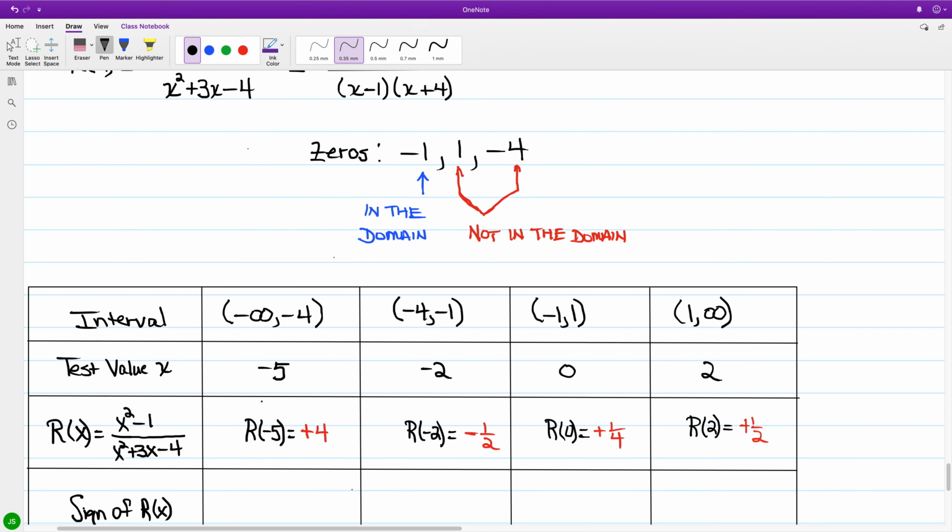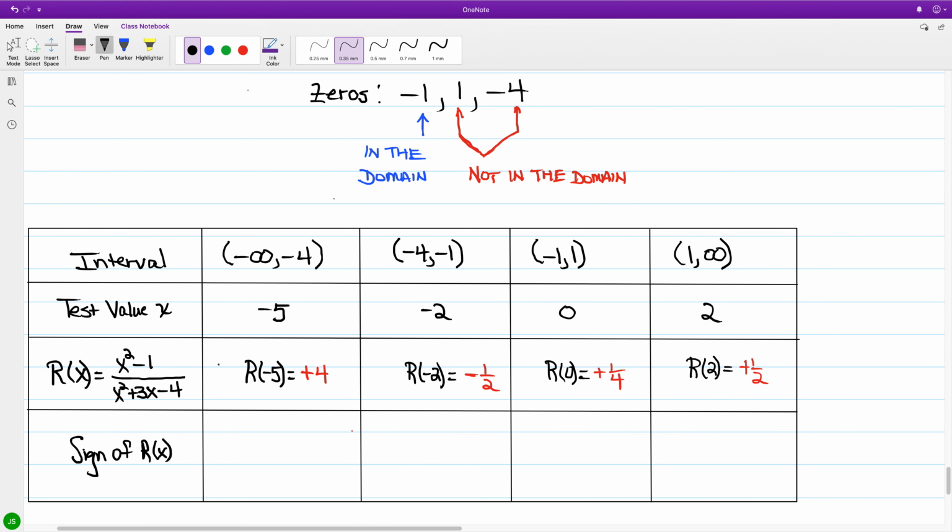If I plug in negative 5 for x, it turns out that we have 24 over 6, which reduces to positive 4. For the input negative 2, r of negative 2 becomes negative 1/2. R of 0 is negative 1 over negative 4, which goes to positive 1/4. And r of 2 is equal to positive 1/2.